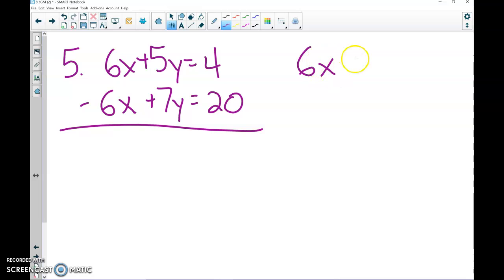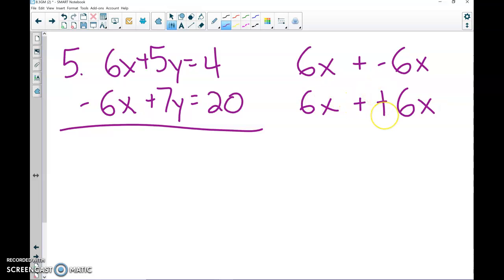So would 6x plus a negative 6x eliminate and give me 0? Or would 6x minus a negative 6x give me 0? Remember here, minus minus turns into a plus. So it's really 6x plus 6x, which would be 12x, so that's not 0. So we would need to add 6x plus a negative 6x to give me that 0. So we're going to add on this equation.